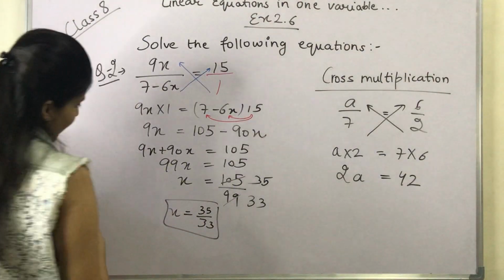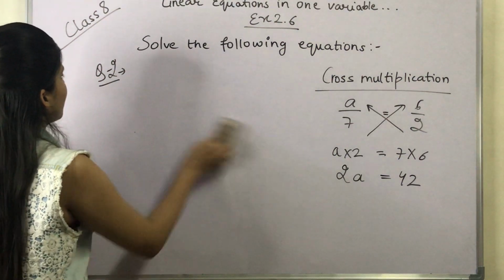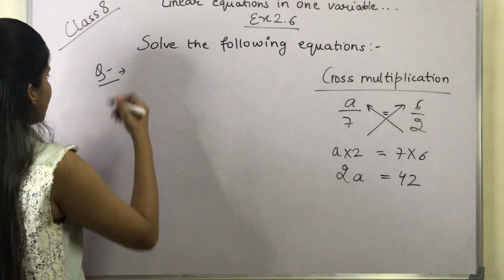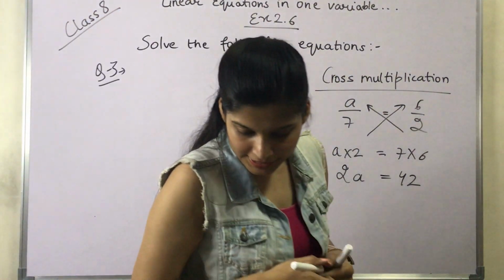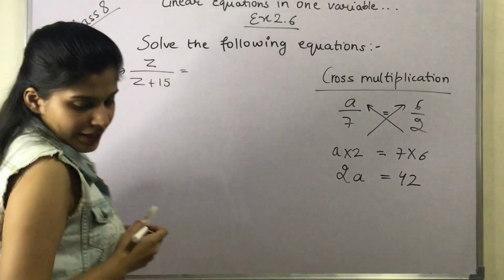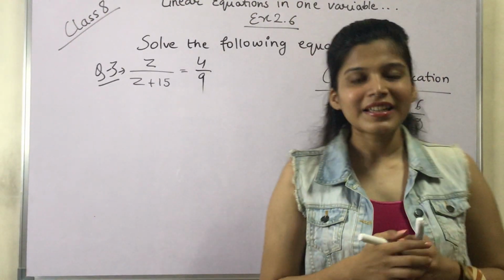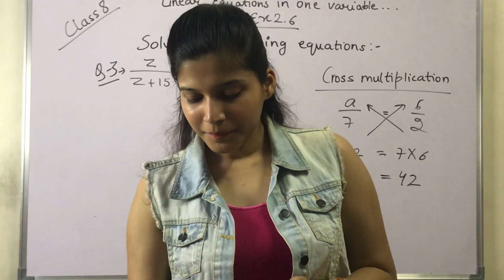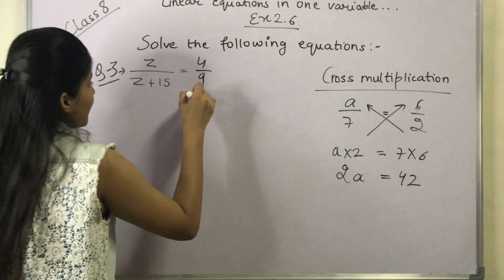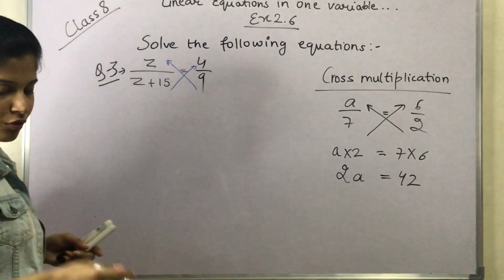Question number 3 is again solve the following equations. So question number 3 is z upon z plus 15 equals 4 upon 9. Now we have to again cross multiply the numbers. Cross multiplication will be 9 multiplied by z, and z plus 15 multiplied by 4.